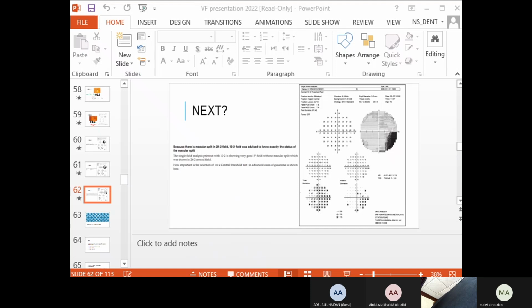So when we have pattern standard deviation, that means there are effects suggesting glaucoma or any other pathology. And the hemifield is abnormal. What do you think about this test? Is it normal? Is it abnormal? Yes, there are defects here, consistent with the pattern deviation, and the mean deviation is affected, pattern standard deviation is affected. This is abnormal, and it looks reliable.